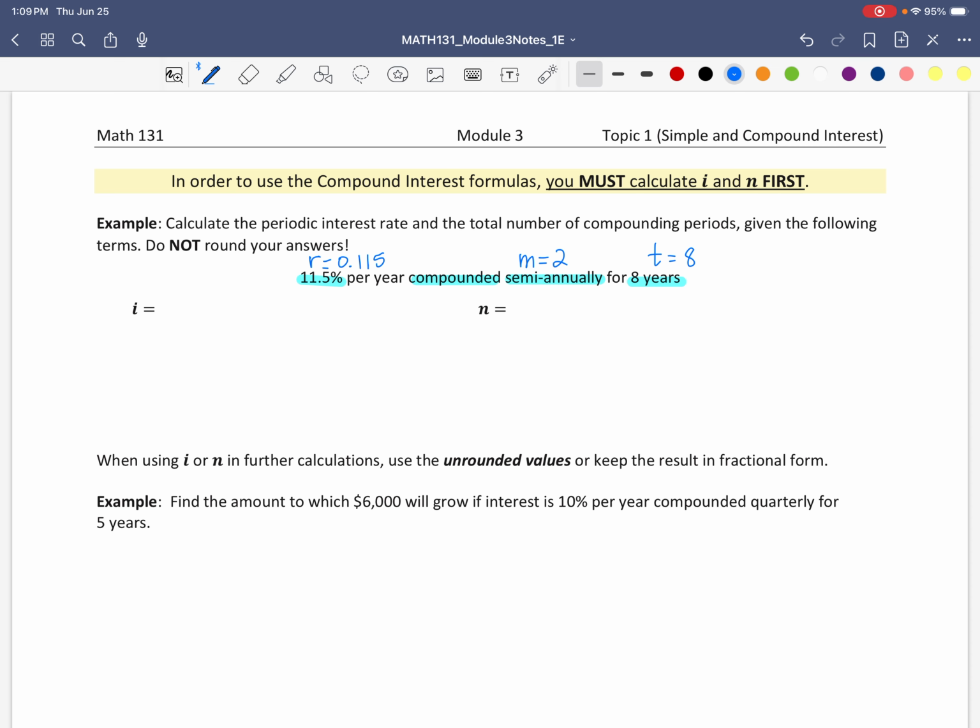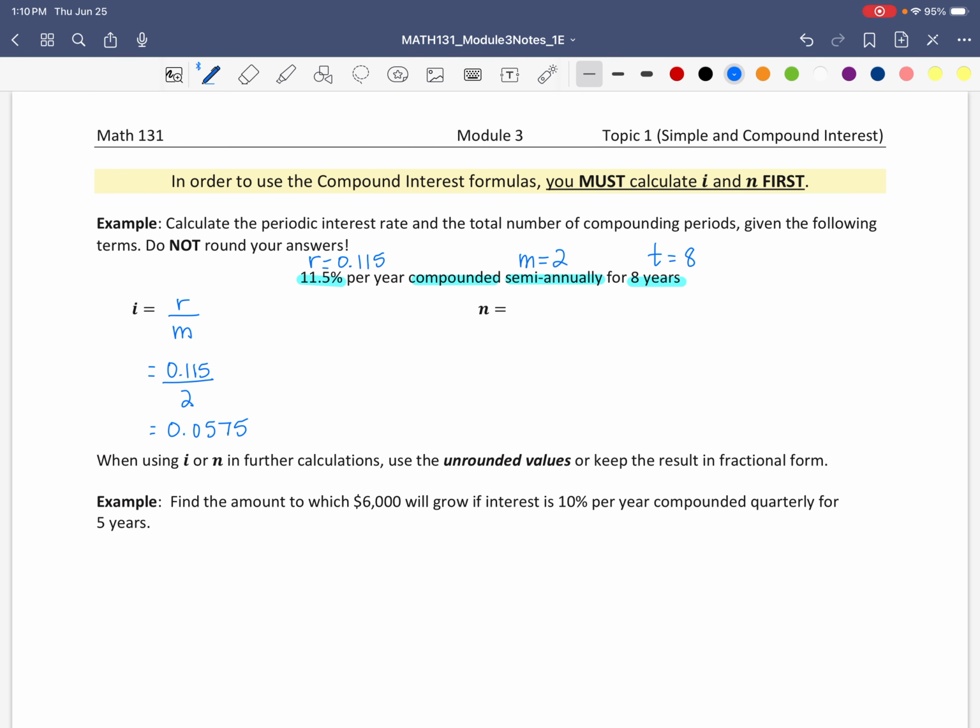So in order to come up with our I value that we need for our formula of future value, we can see that I is equal to our R value divided by M. And if our R value is 0.115 and our M value is 2, we can leave it as a fraction, and often we do because it does not turn into a really nice decimal number, or we can leave the whole decimal value if it's not a really long, ugly, irrational number. So this one works out to a nice decimal number.